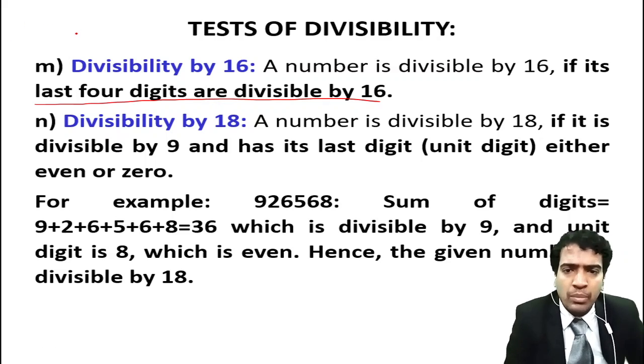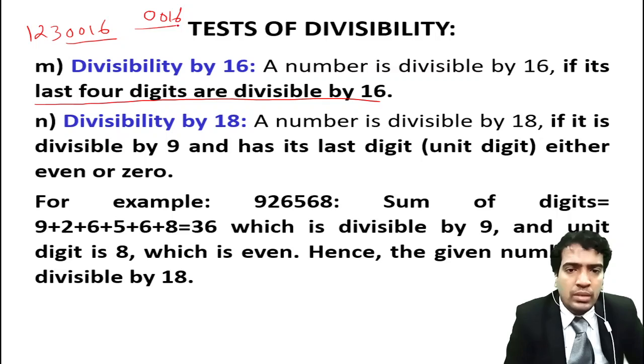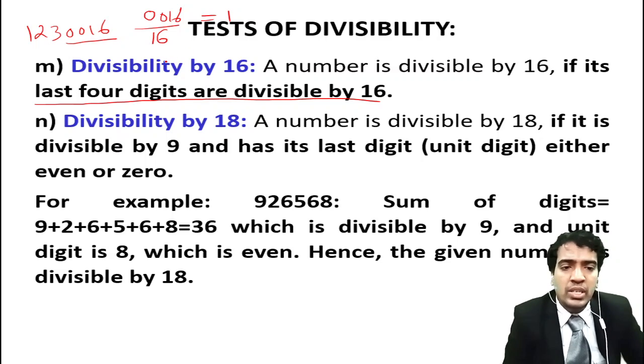Okay, let us take an example: 1, 2, 3, 0, 0, 1, 6. Let us take the last 4 digits: 0, 0, 1, 6. It is definitely divisible by 16. 16 by 16, yes, you will get a quotient of 1. It is exactly divisible. So the number 1, 2, 3, 0, 0, 1, 6 is also divisible by 16 because the last 4 digits are divisible by 16.